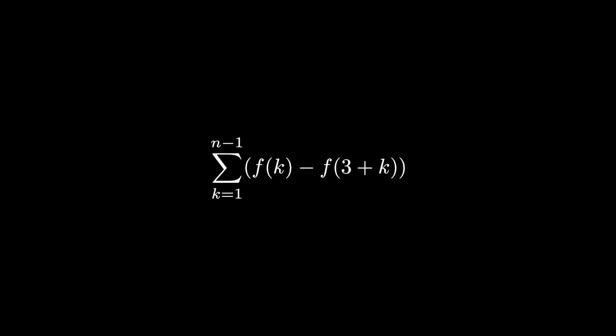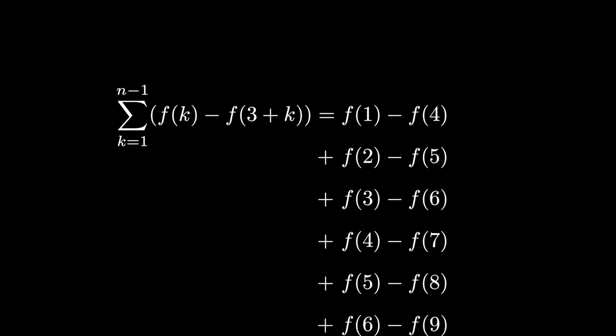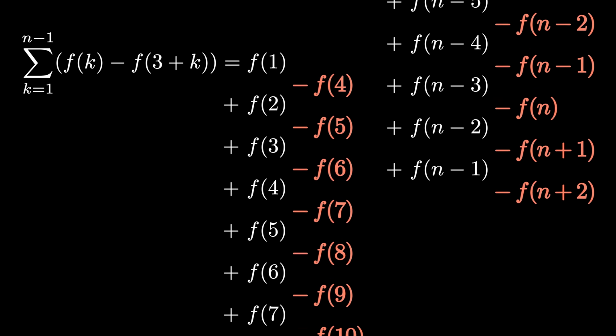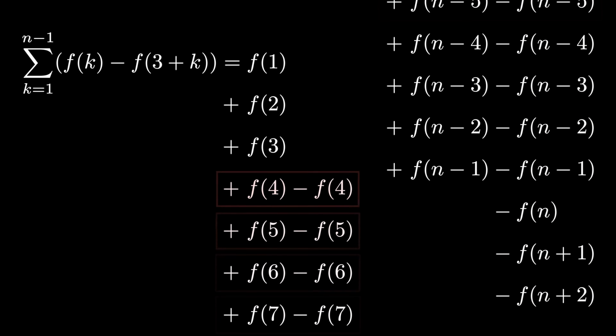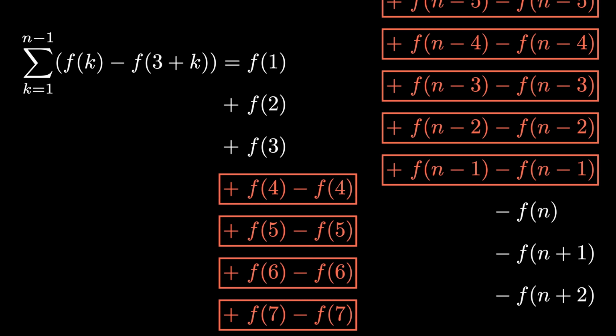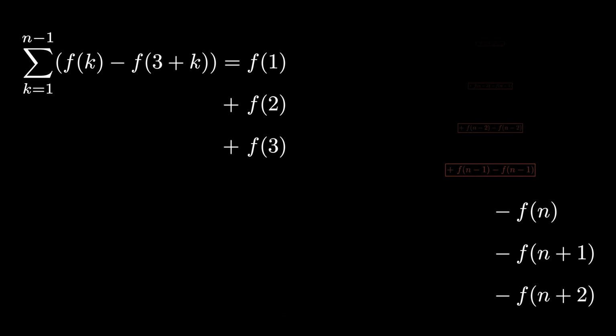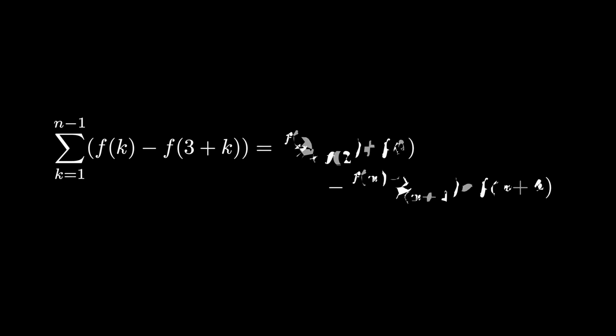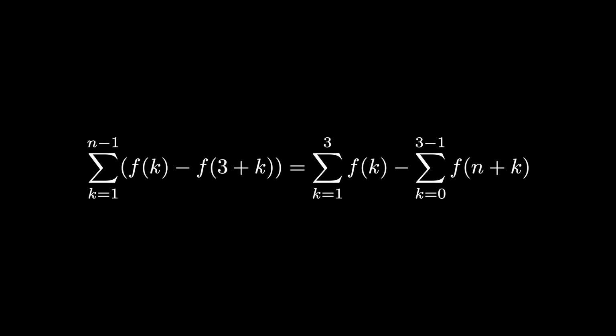Let's write out all the terms of the sum explicitly. If we shift all the subtractions down 3 spaces, we can see that most of the terms are now plus something minus that same thing. So they cancel out, and like a telescope, the whole thing collapses to just the first 3 positive terms and the last 3 negative terms. We can express both of these as summations. Now, all the 3's in this formula are only there because we set z to be 3, but this will work for any positive integer z.